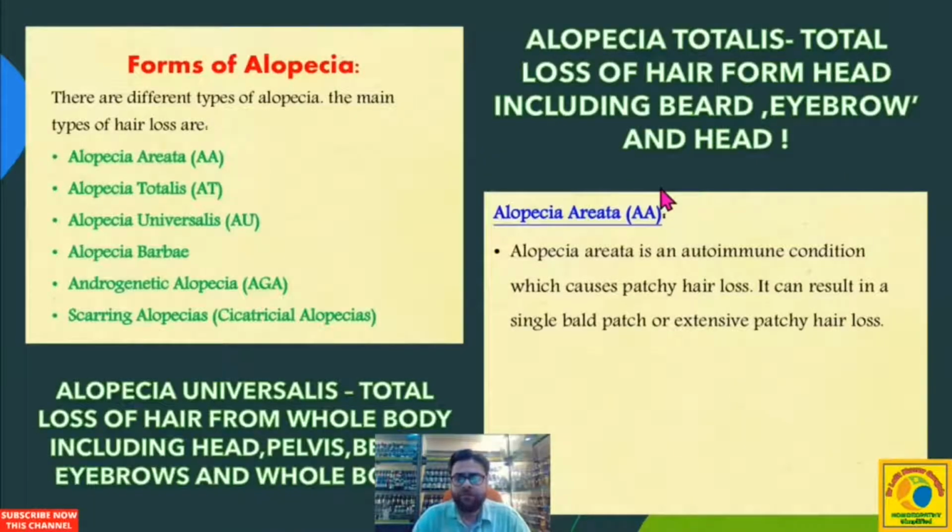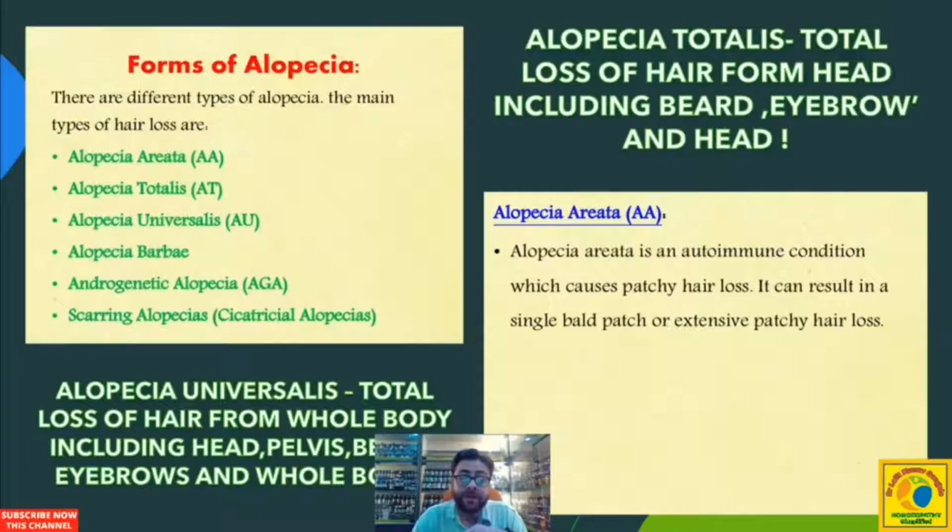Now here we are going to discuss the types of alopecia. No doubt this video is about alopecia areata, but before that we have to discuss the different types of alopecia which are found in the body. The first one is plain alopecia, that means the general and normal hair falling. That is known as alopecia. The second one is alopecia areata, AA, the definition of which I had just told you.